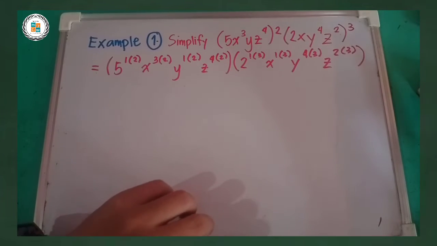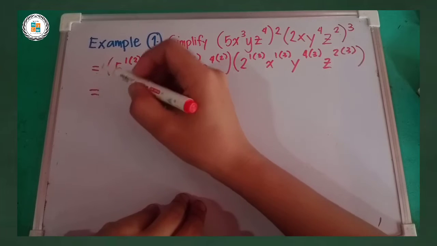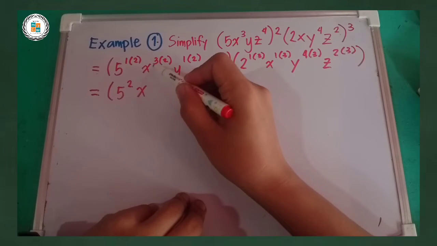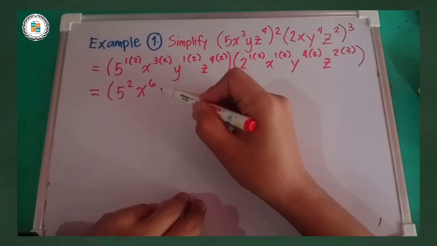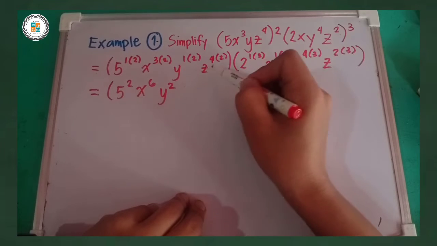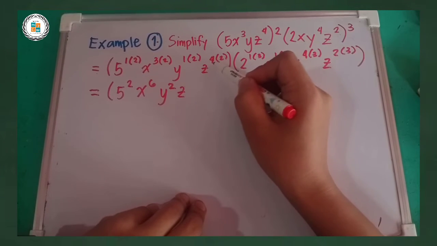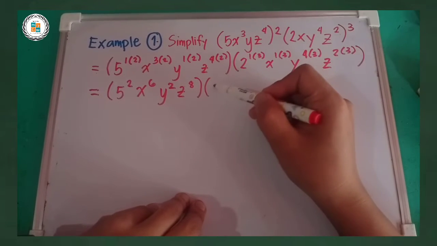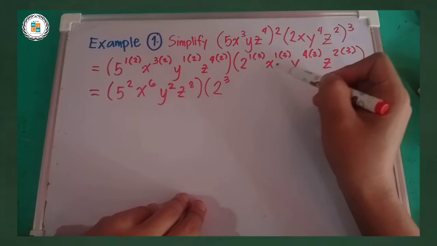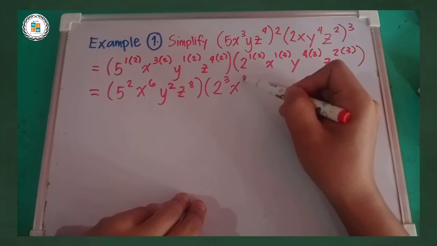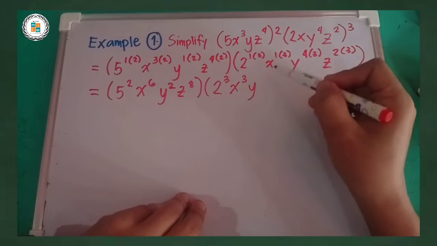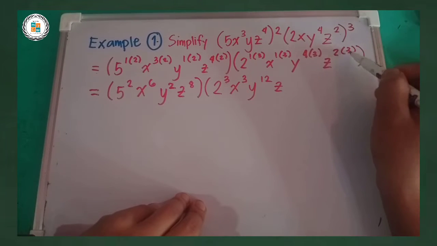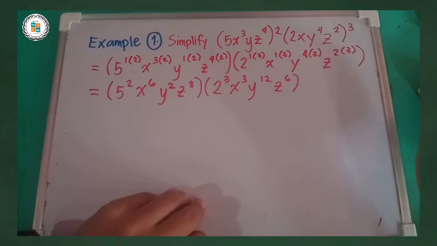Okay, so after this we can simplify. It becomes 5 raised to the power of 2 and x raised to the power of 6 and y raised to the power of 2, z raised to the power of 4 times 2, that's 8. Next, 2 raised to the power of 3 and x raised to the power of 3 again, and y raised to the power of 4 times 3, that's 12, and z raised to the power of 2 times 3, that's 6. Okay, are you following?